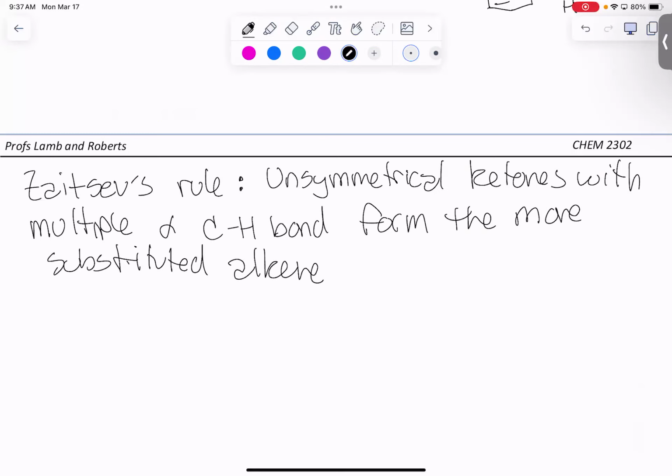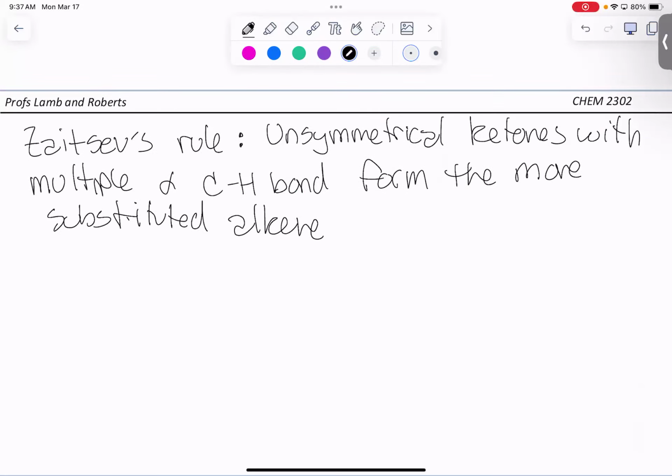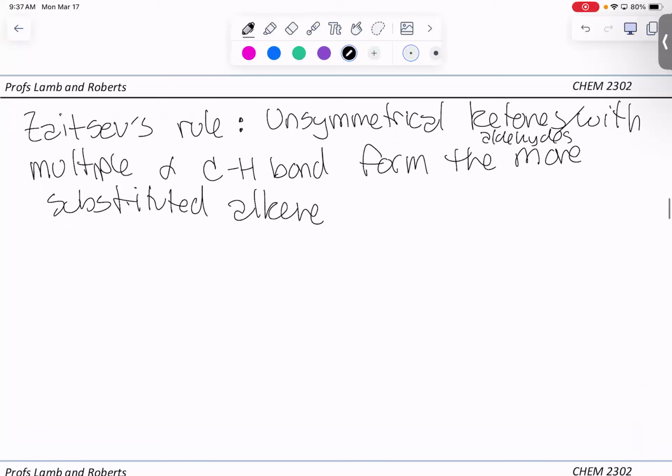All right, so I should also say ketones or aldehydes. If you have an aldehyde, you don't pluck off the aldehyde CH bond. That's not in the alpha position, but you could have an alpha CH bond on the other side. Okay, so what do I mean by this? If we have this ketone here, right, and I'm going to suggestively draw in our CH bonds here.